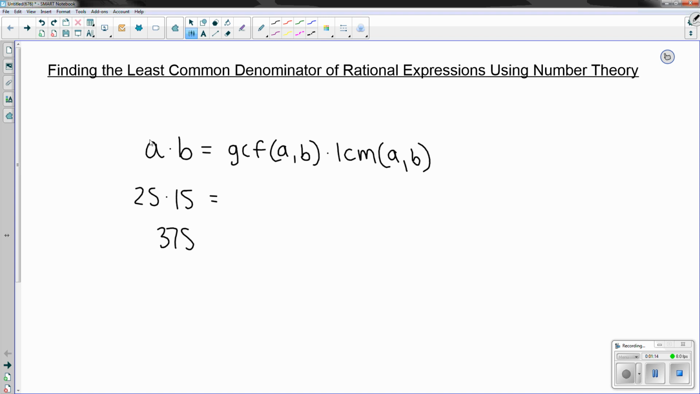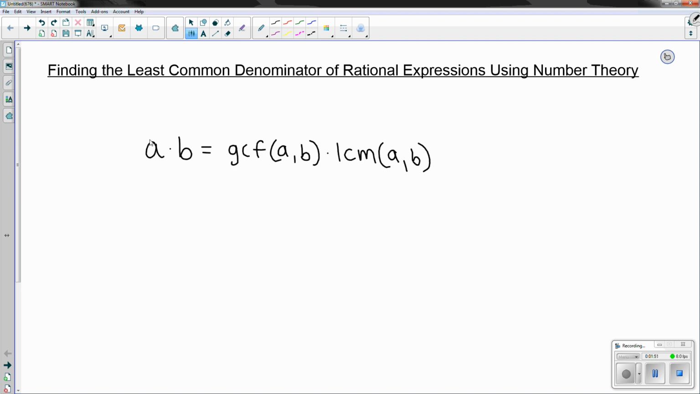Based on this equation, it should be true that the product of A and B should equal the GCF times the LCM. So what's the GCF of 25 and 15? The greatest common factor, or the largest number that goes into both 25 and 15 evenly, is 5. The LCM, the smallest number that both 25 and 15 go into evenly, is 75. And when you multiply 5 and 75, you do indeed get 375. I know this is not a formal proof of this fact, but this numerical example shows you how this works.